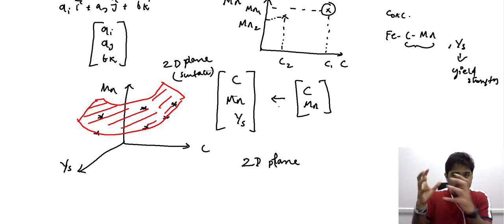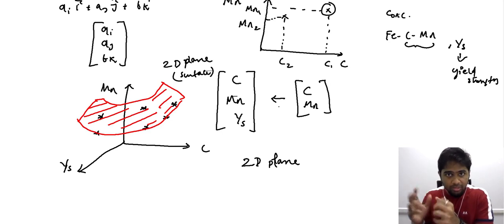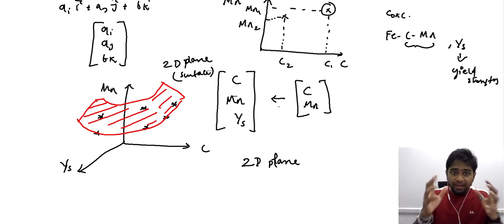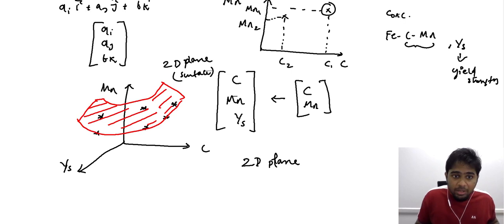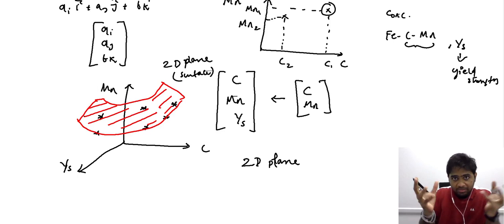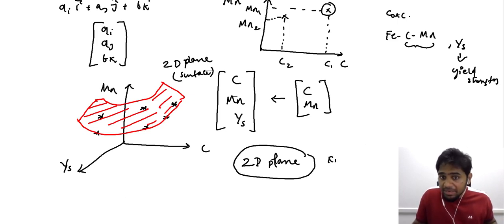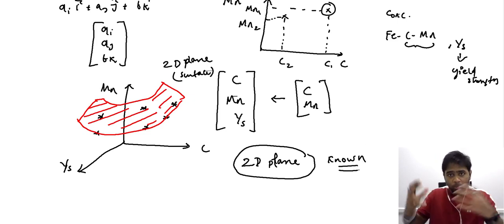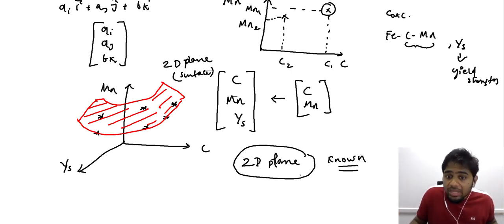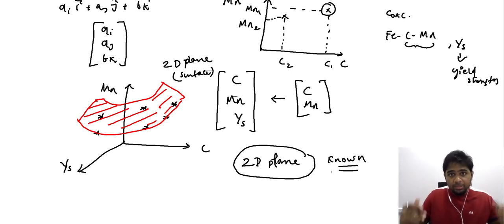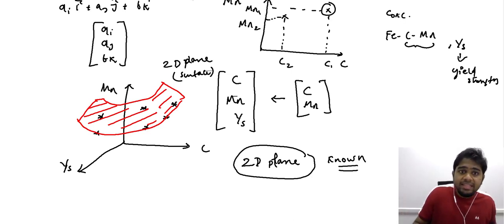Let me repeat: we have a certain number of known alloys along with their yield strength, and we use this vector space and position those points in it. And once we have positioned those points, we fit a two-dimensional curve through them. Once you have fitted it, you describe this two-dimensional plane through an appropriate expression.